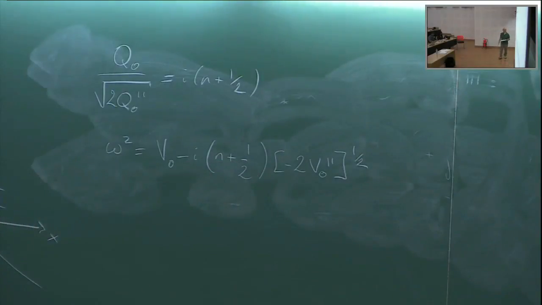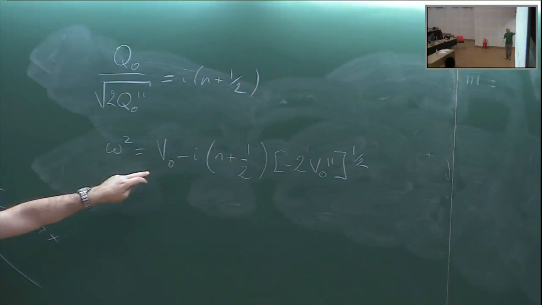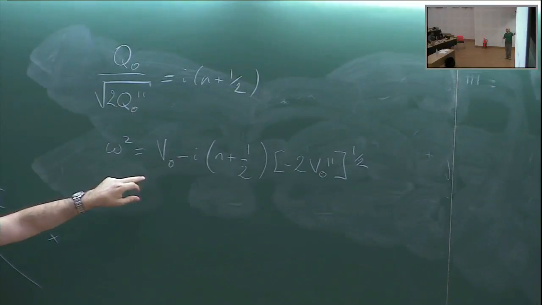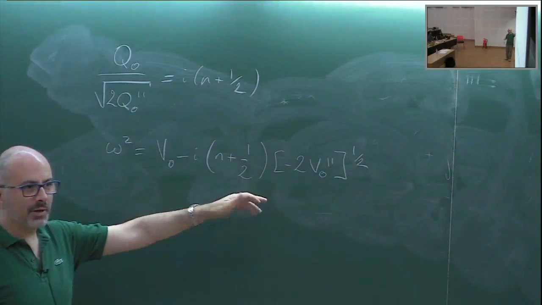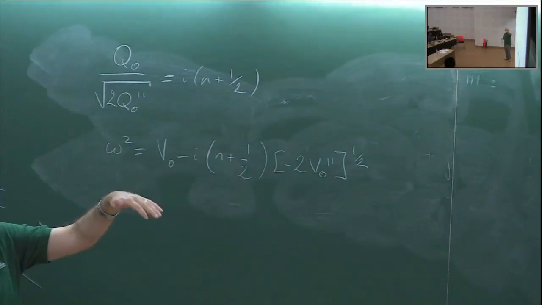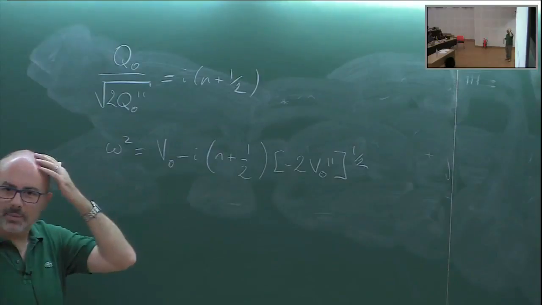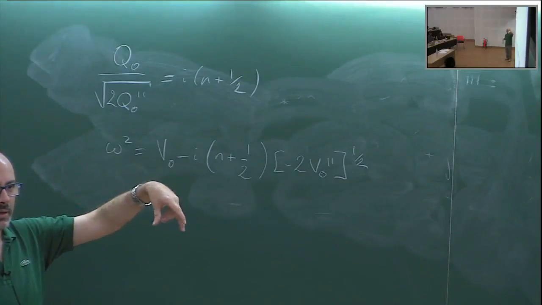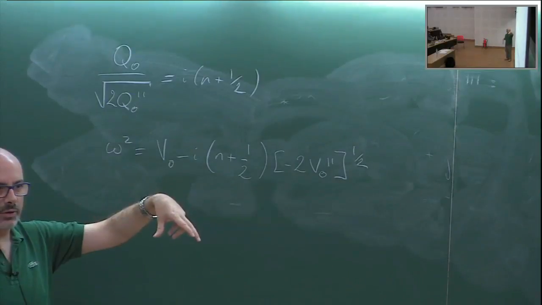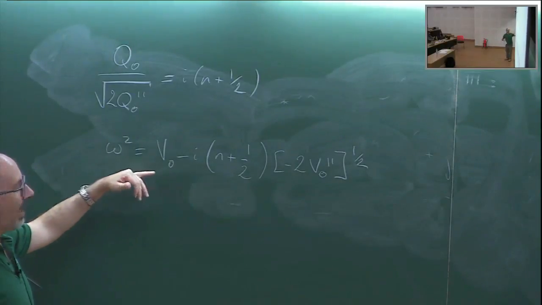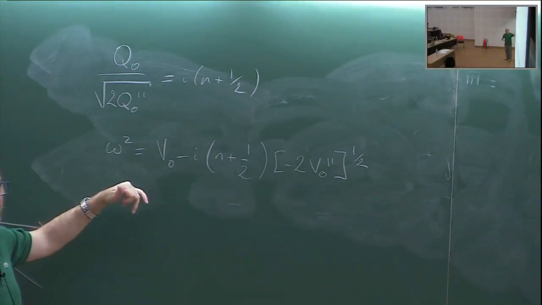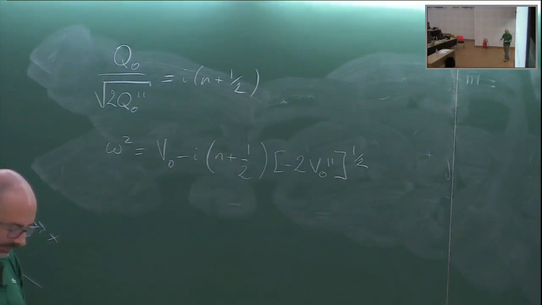So you see that the real part of the frequency of the quasi-normal modes is nothing but the square root of the value of the effective potential at the maximum. And the imaginary part of the frequency is basically the curvature of the effective potential at the maximum. So the damping time is determined by how large is the curvature of the effective potential at the maximum, and the oscillation time is determined by the value of V0 at the maximum.